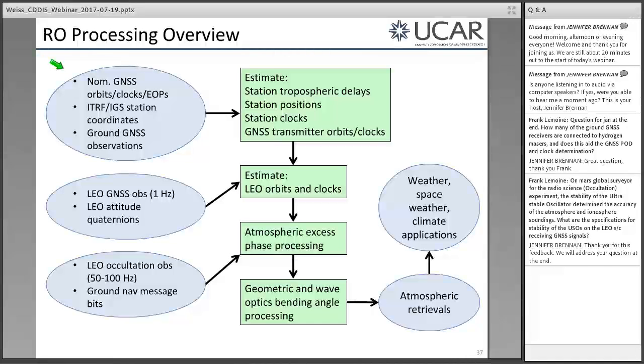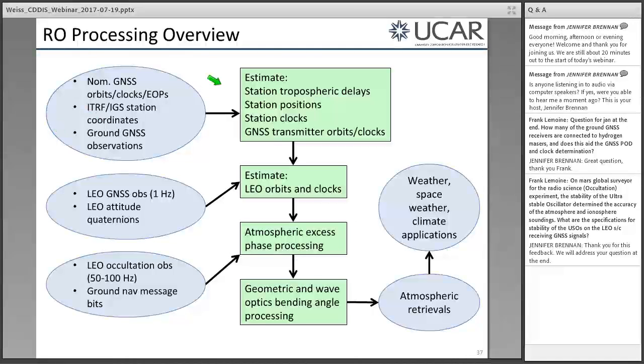So we're going to start with GNSS orbits and clocks and EOPs. We need station coordinates, high-accuracy station coordinates, as well as the observation data. So CDDIS plays a role in providing all of these. Again, a lot of different agencies are very nice and contribute these different data and products via that archive, so that it's easy for folks like us to use them.